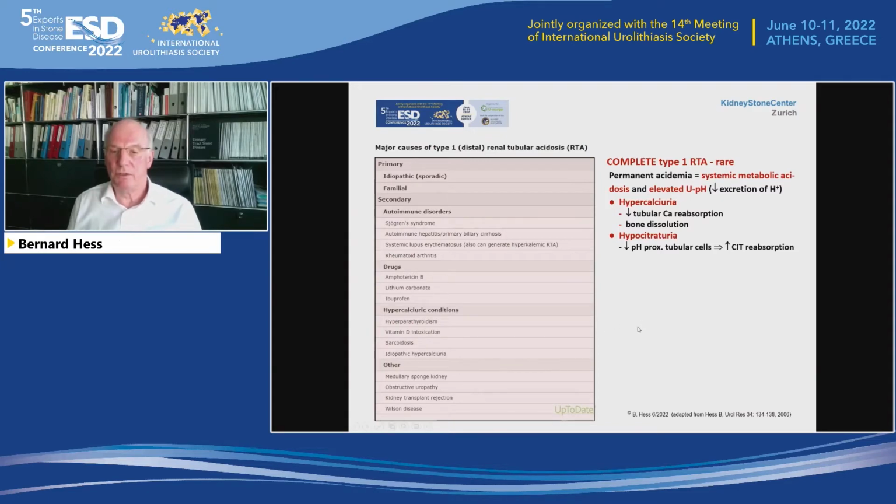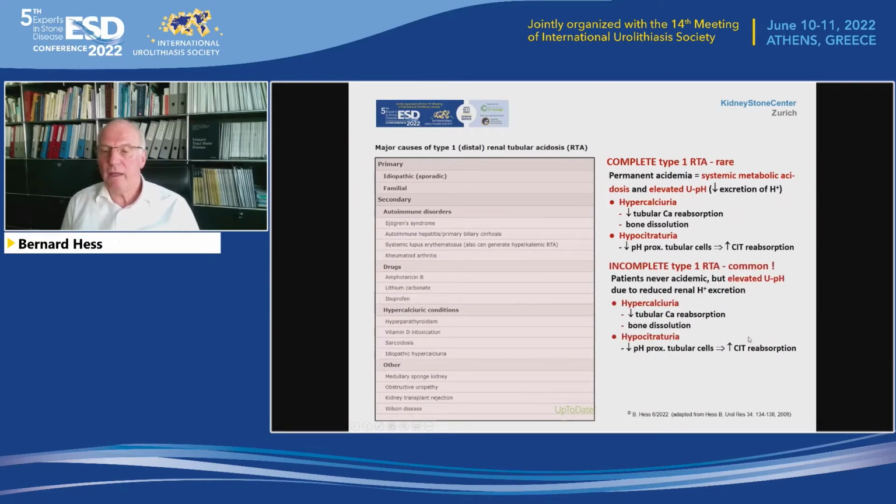It causes hypercalciuria due to reduced tubular calcium reabsorption and pronounced bone dissolution, and hypocitraturia due to a reduced intracellular pH in the proximal tubular cells, which increases citrate reabsorption. The much more common form, as you know, is the incomplete type 1 RTA. It's exactly the same clinically, but the patients are never acidemic, otherwise exactly the same. Important, due to the chronic hydrogen ion retention, both forms predispose to calcium stone formation, nephrocalcinosis, and low bone mass.